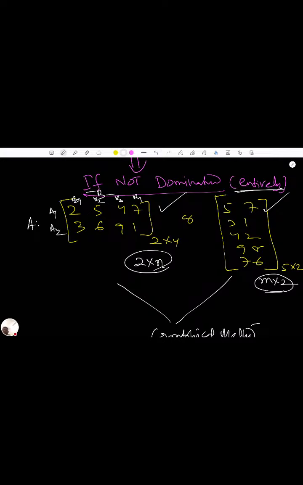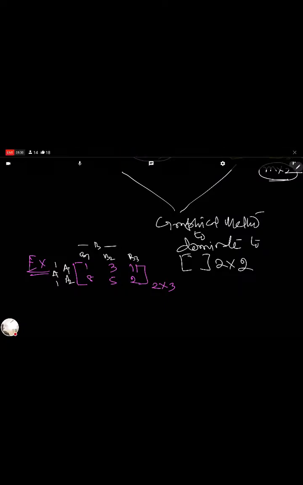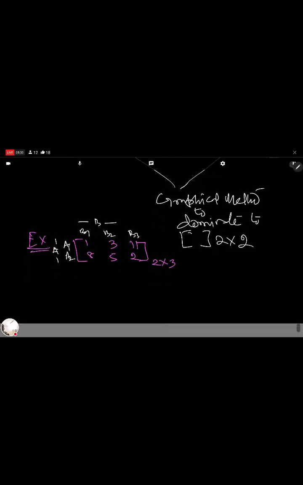So now coming to a 2 cross n matrix. Suppose we consider one particular example, a 2 cross 3 matrix: 1, 3, 11 over 8, 5 and 2. First we will see whether it can be dominated. It is player A, A1, A2, and player B, here B1, B2 and B3. Now we will see whether it is dominated.